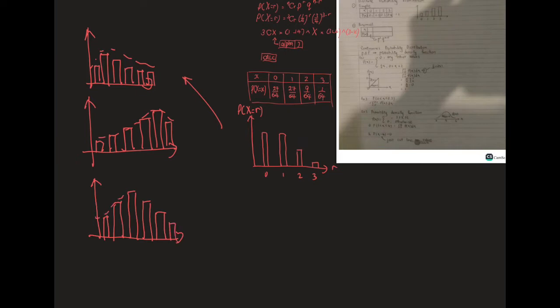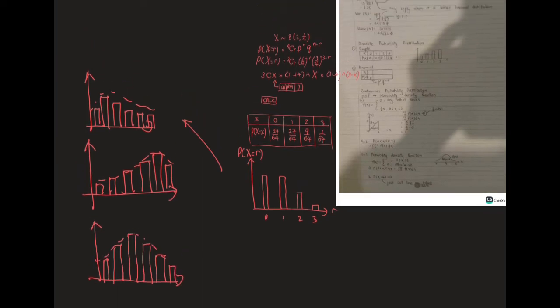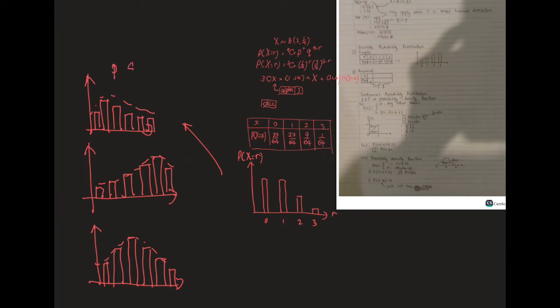This is like symmetry. So if the p is small, it will be like this. For example, this one, the p is kind of small, smaller than 0.5 is considered small already. So you see it's like this. We call it skew to the right. You see the right hand side is very long. If p is big, you see the graph to be like this. Left hand side very long. So skew to the left.